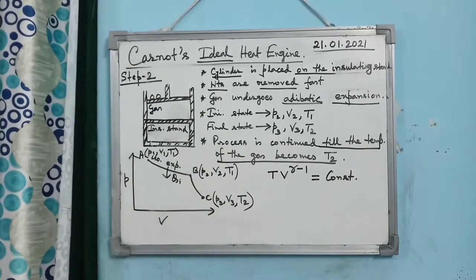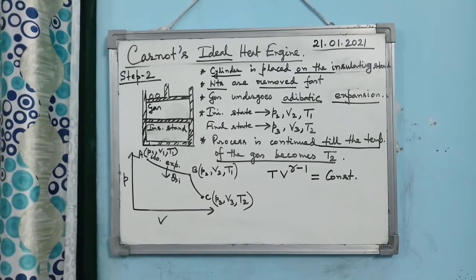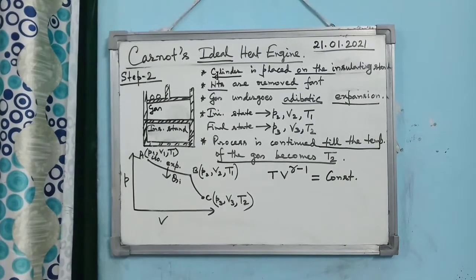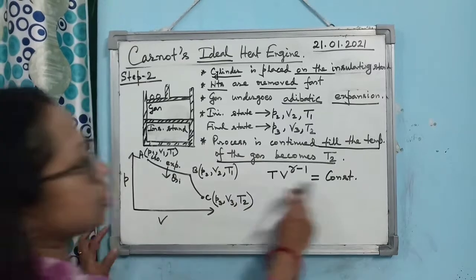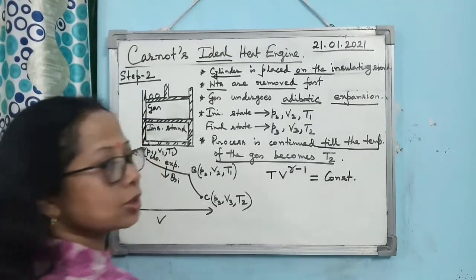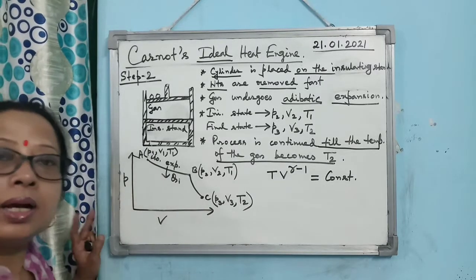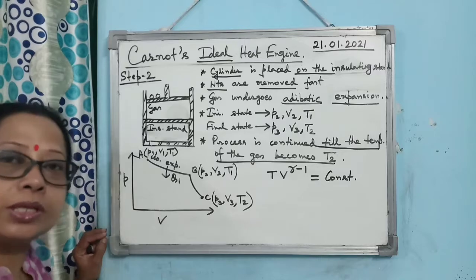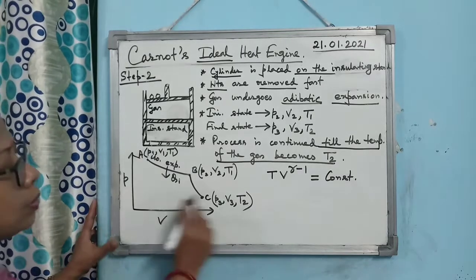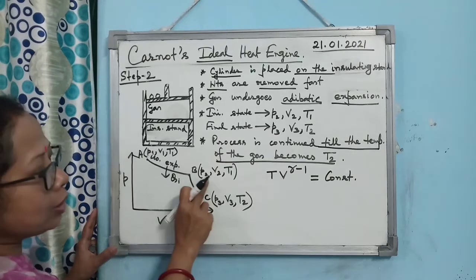During adiabatic expansion, what is the relation between temperature and volume? This is the point you have to remember: temperature into V to the power gamma minus 1 is equal to constant. I hope you can remember what gamma is. Gamma is the ratio of Cp to Cv. Now you see, if you apply this for this adiabatic expansion, what will happen?